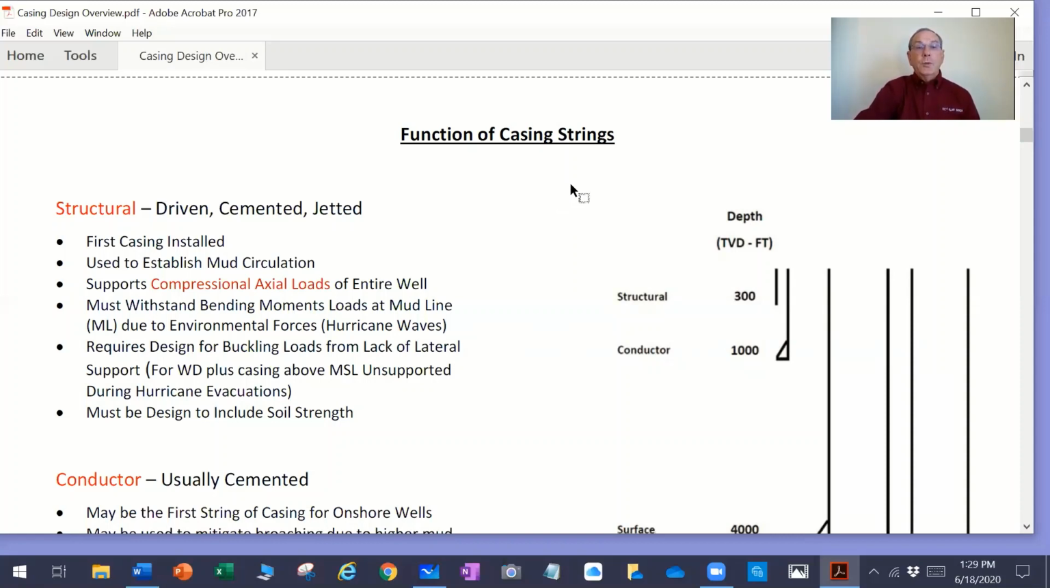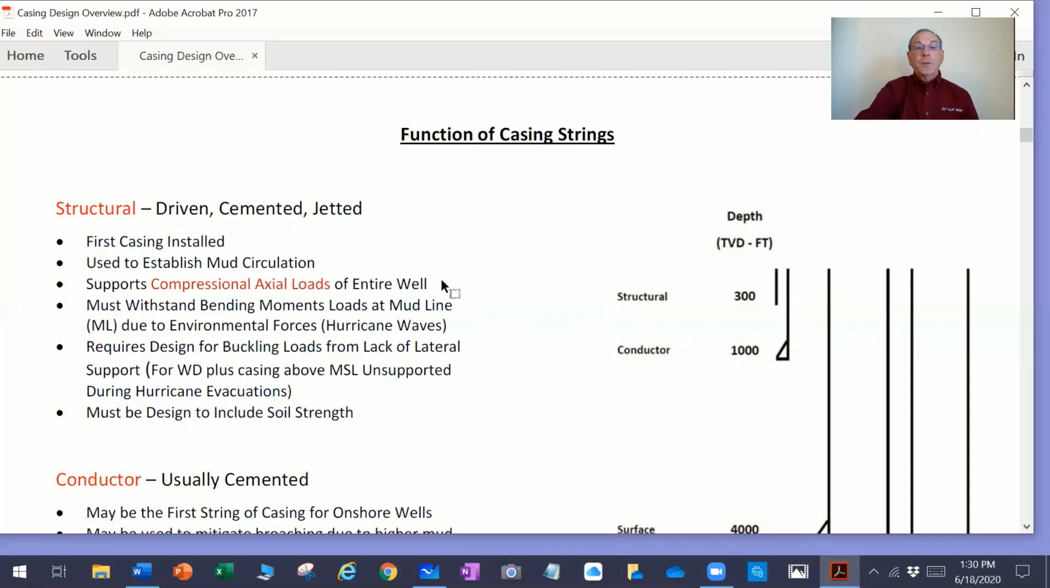It's also used to establish mud circulation. And a very important aspect about structural pipe is that it supports the compressional axial loads of the entire well. So design of structural pipe is very important. It's the foundation of the well. There's nothing more important on a building or a house than the foundation. You have to have a good foundation to support the entire well.